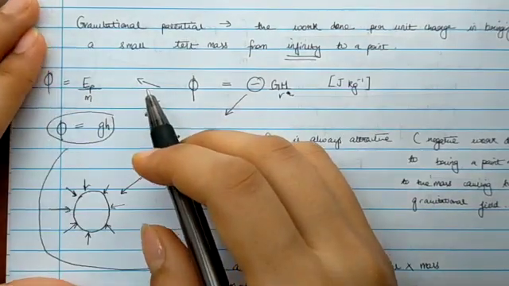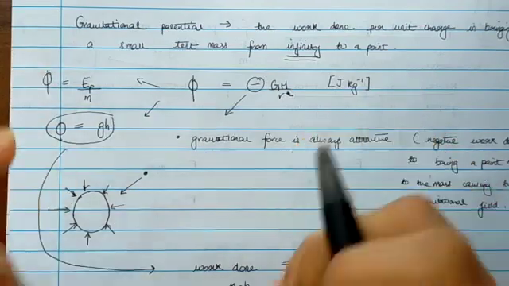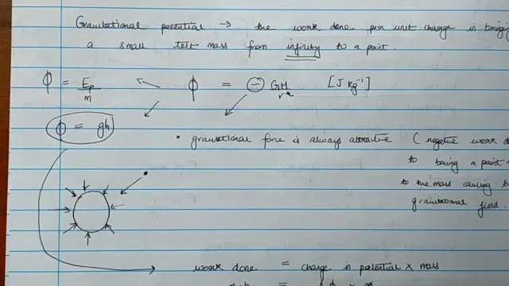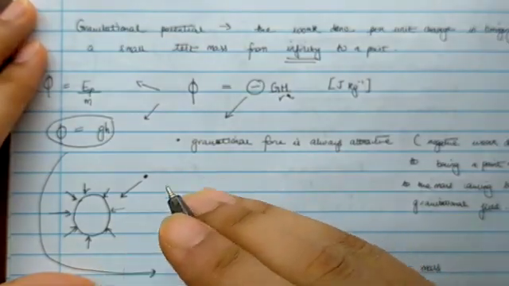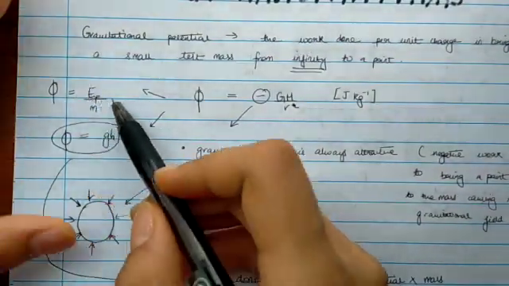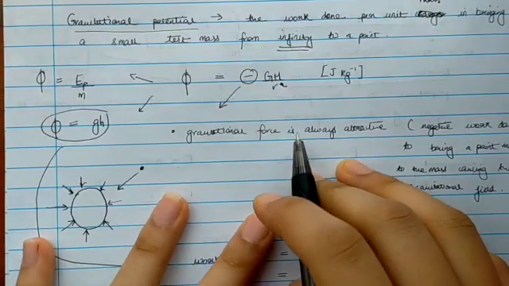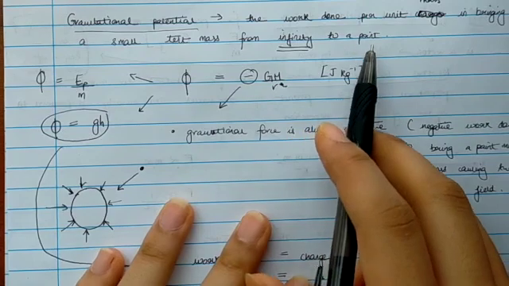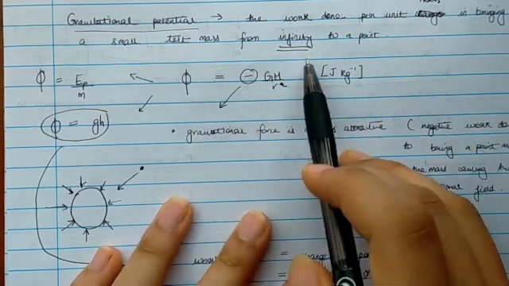Next, what we're going to look at, now that we have our basis of what gravity is and the gravitational field, we're going to add another layer of knowledge to it and define gravitational potential. So gravitational potential is defined as the work done per unit mass in bringing a small test mass from infinity to a point.